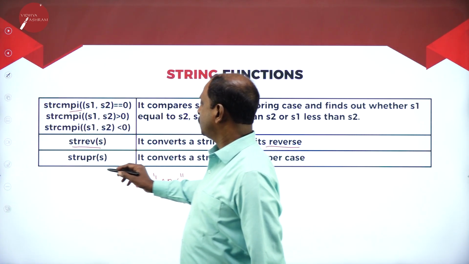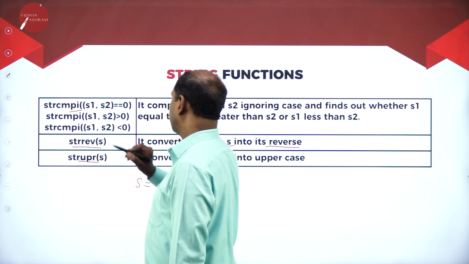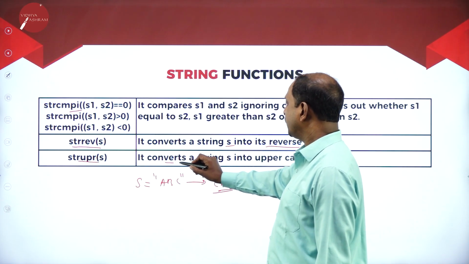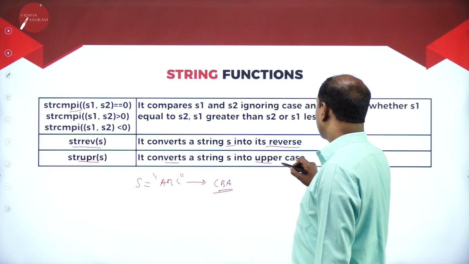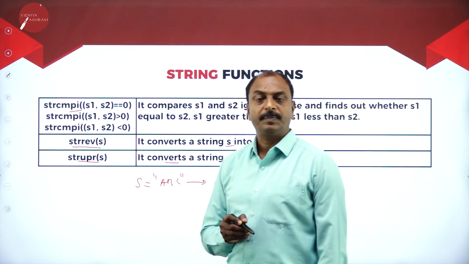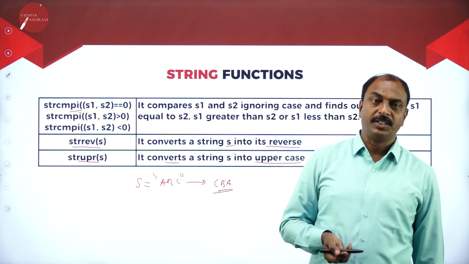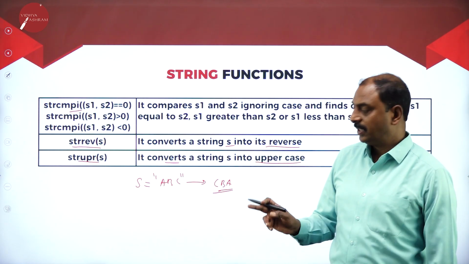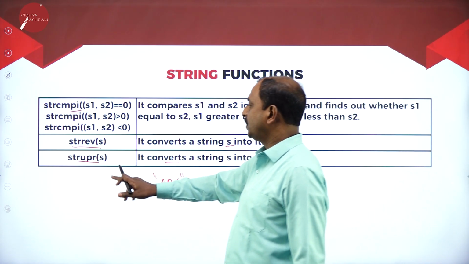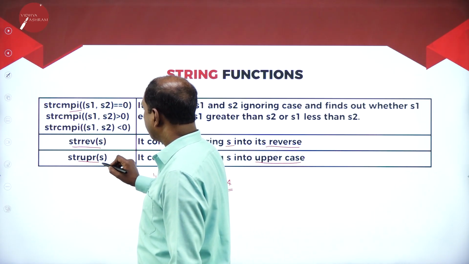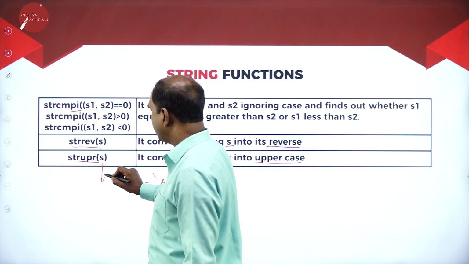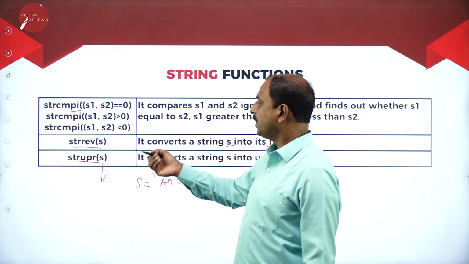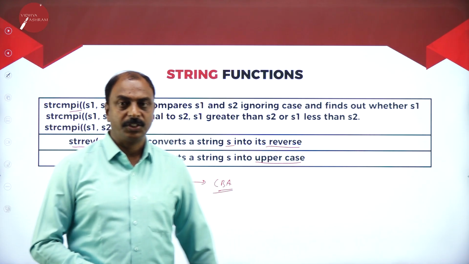Next one is strupr. String upper means it converts a given string into an uppercase string. This is similar to what we said about the character function toupper, which converts a given character into uppercase. Similarly, it is a string function, strupr of S. It converts the given string S into an uppercase string. So, this is the strupr function.